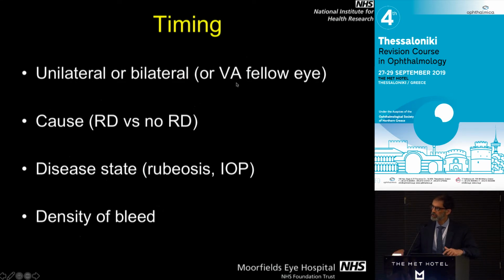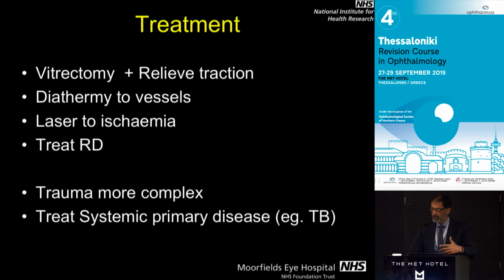Sometimes with something like Terson's, we will clear one eye just so the patient's functioning and then leave the other eye. The cause, of course, tells you timing, as I've just discussed, the state of the eye with rubeosis and pressure, and the density of the bleed. Sometimes you anticipate whether this is likely to clear or not. To treat, vitrectomy, of course, is the mainstay of treatment. There's really no other way of doing it.